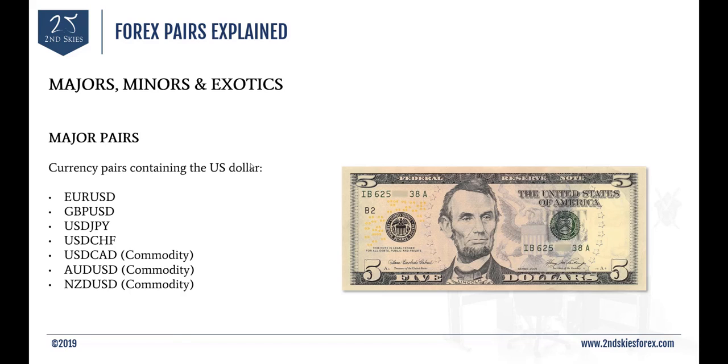These are majors. So when somebody talks about a major, they're talking about a G10 country and a US dollar in there. And the US dollar, if you notice, can either be the counter currency or it can be the base currency. So those are any of the majors.